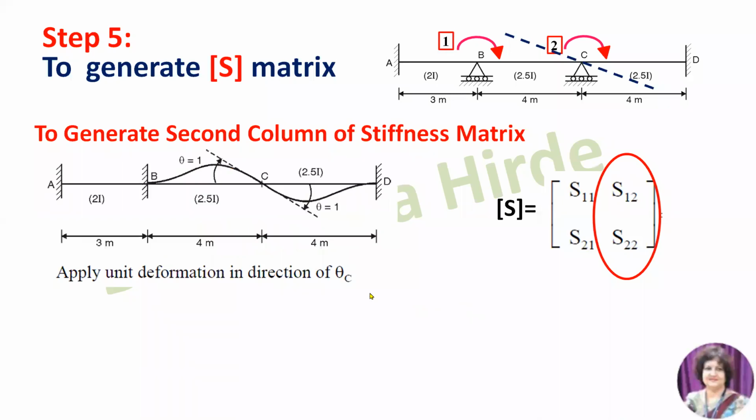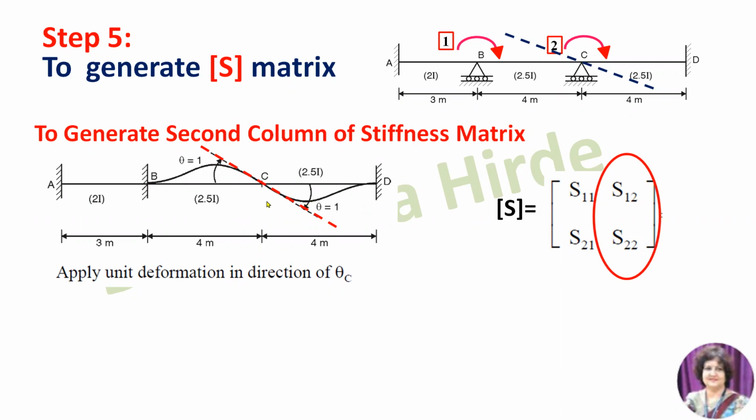This beam will have a deflected shape like this. We will consider fixity at B, and if you rotate it like this in the direction of the coordinate, this theta equals 1. So what is S12? S12 means the moment developed at 1 due to unit rotation at 2.